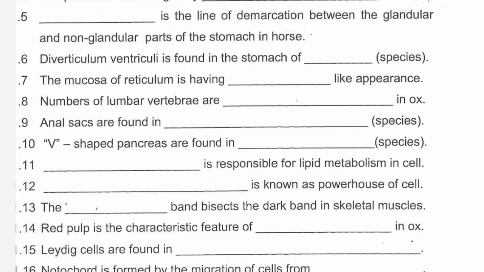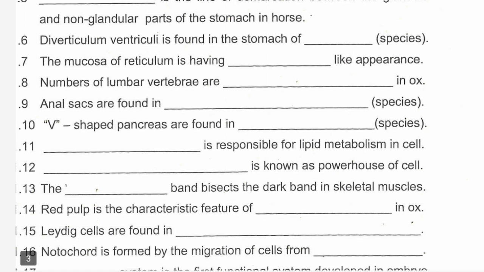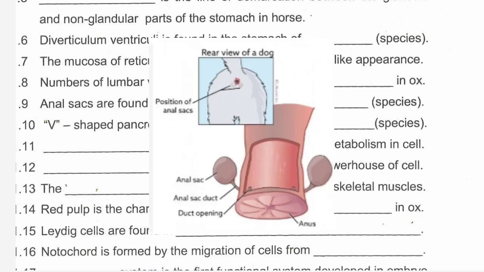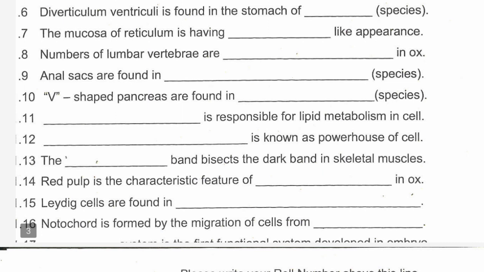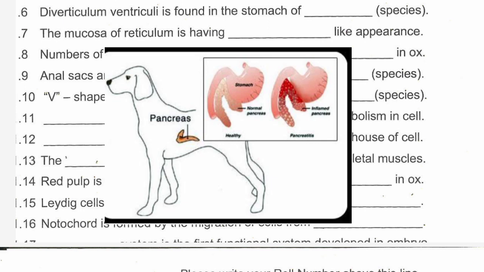Question number 8 is: the number of lumbar vertebrae is dash in ox. So we all know there are 6 lumbar vertebrae in ox. Then fill-up number 9 is: anal sacs are found in dash species. So the anal sacs are found in dogs. Question number 10 is: V-shaped pancreas is found in which species? So V-shaped pancreas is found in dogs.